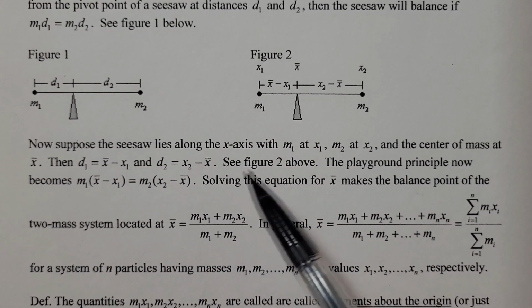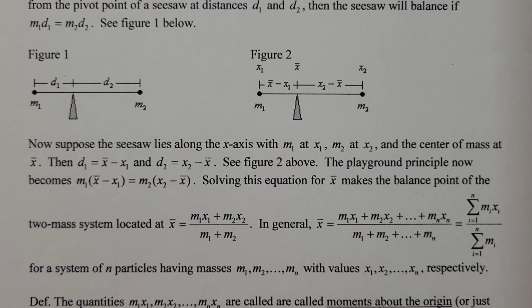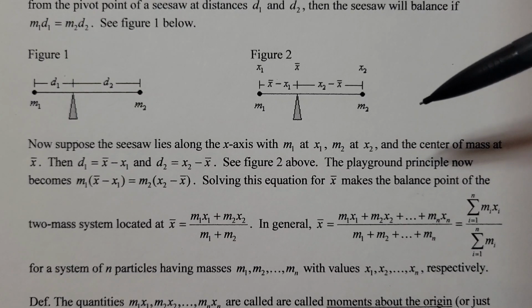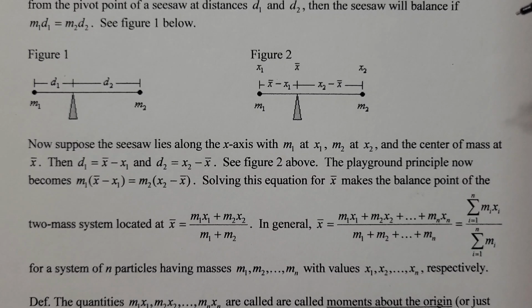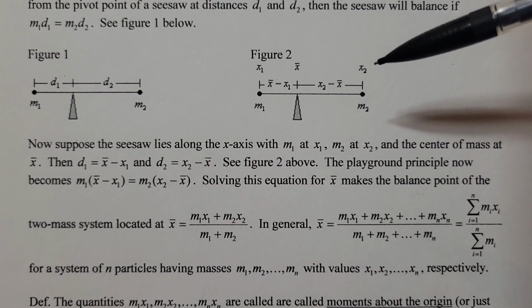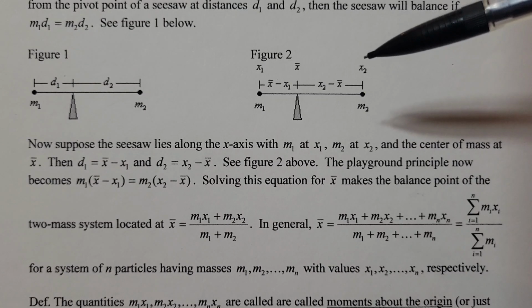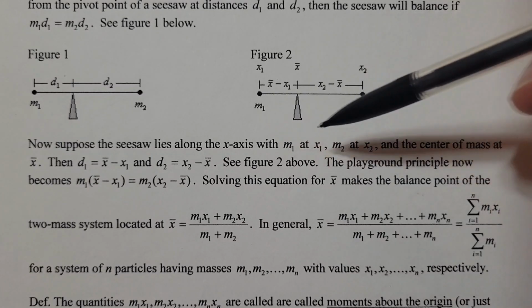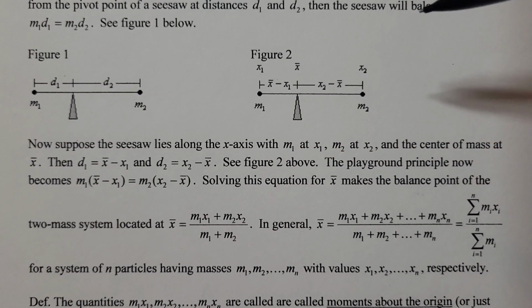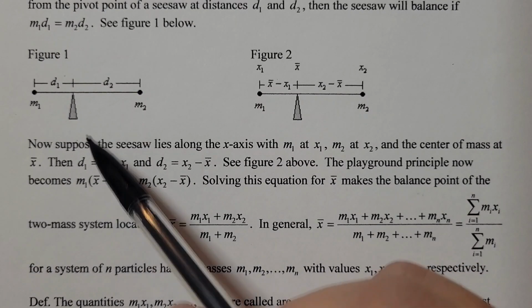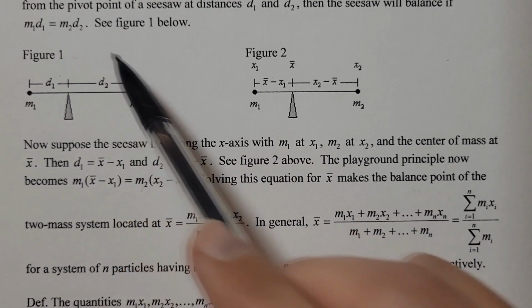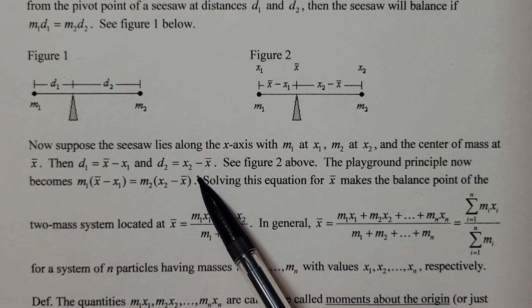Now suppose that the seesaw lies along the x-axis with m1 at x1, m2 at x2, and the center of mass at x bar. Okay, d1 is x bar minus x1, and d2 is x2 minus x bar. So I've got a picture showing that description there. The playground principle now becomes m1 times d1, which is x bar minus x1, equals m2 times d2, which is x2 minus x bar.